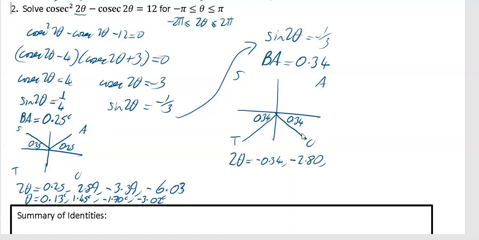The positive ones then, it's going to be all the way around from here, pi, and then plus 0.34, which is going to be 3.48. And the other one, which is 0.34 shy of 2 pi, is going to be 5.94. These are all in radians, and your last thing to do in this question is to divide these 4 by 2. And if you do that, you're going to get, sorry, minus 0.17 and minus 1.40. And you're going to get 1.74, and you're going to get 2.97.